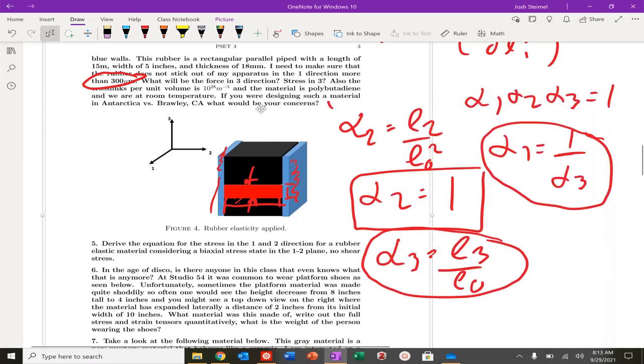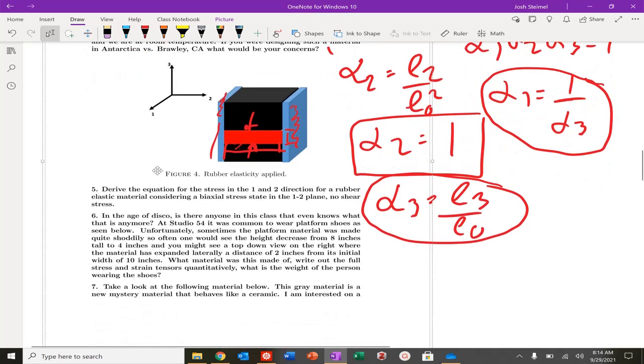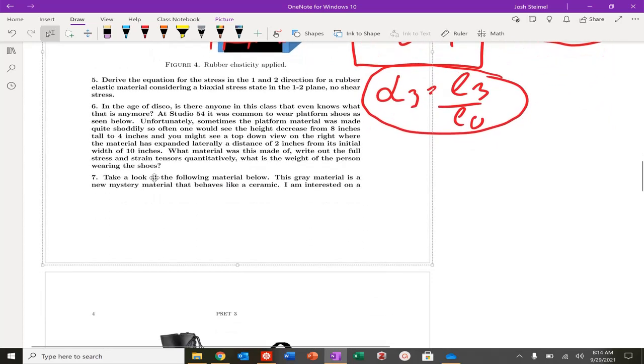So this is fantastic. If I was designing material in Antarctica versus Brawley, California, Brawley is extremely hot. That Young's modulus might be larger. So if you're looking at how the material responds, that would be one concern. And your temperature might be high enough where you lose some of this affine deformation, some of our assumptions. So let's get into problem 5, which is a natural extension.